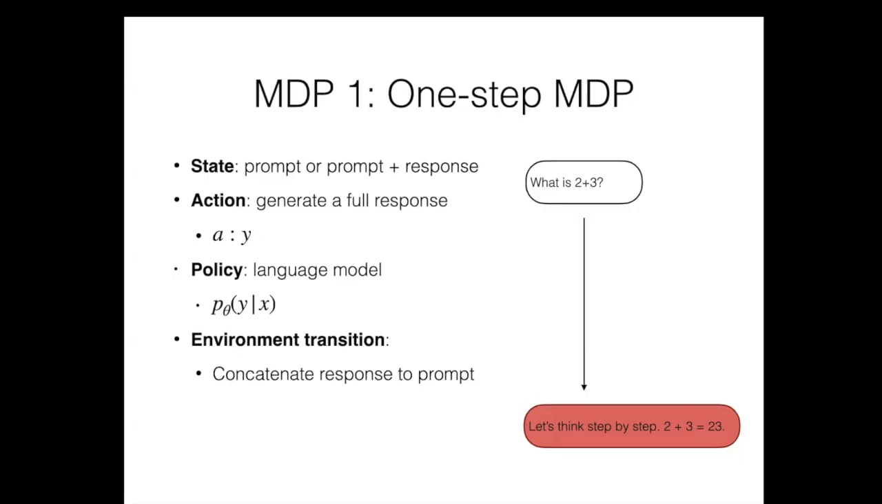And then your environment transition is going to be, again, simple. It's basically going to be concatenating this response that you've generated to the prompt. Now, since we only have one state transition, there's really only one opportunity to get a reward, right? And so when you think about it, it's basically saying, okay, we want to run our reward function on the full response that the language model has generated. Okay, so this is framing things as an MDP. And so now we can imagine applying the algorithms that we saw in the previous lecture.